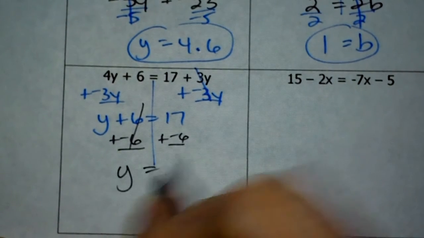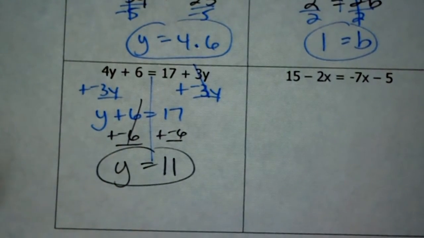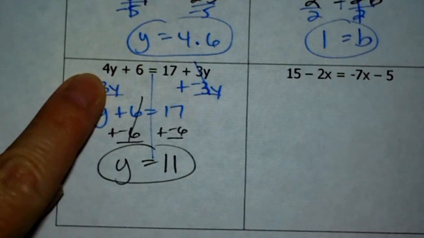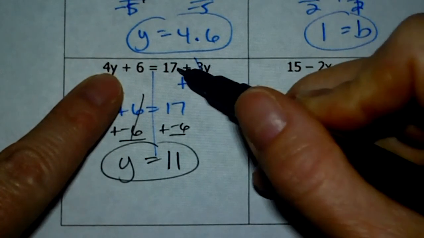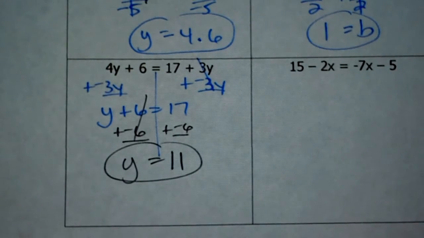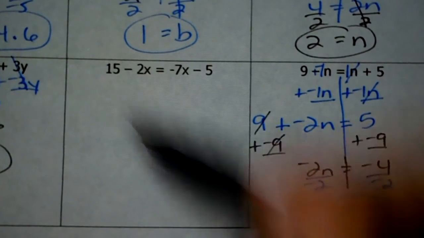Alright, 17 plus negative 6 gives you a positive 11. 4 times 11 is 44, plus 6 is 50. 3 times 11 is 33, plus 17 is 50. So we know that we're right. Last one of these, and then we have some perimeter ones.